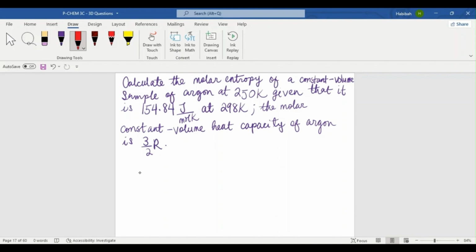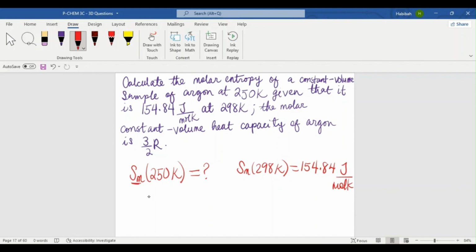The first thing you have to do is, of course, write out your parameters. We're told to calculate the molar entropy of a constant volume sample of argon at 250 Kelvin. So really what we're looking for is the molar entropy, which is SM, or you can just say S, of a constant volume sample of argon at 250 Kelvin. Given that it is, meaning the molar entropy at 298 Kelvin is 154.84 joule per mole Kelvin.